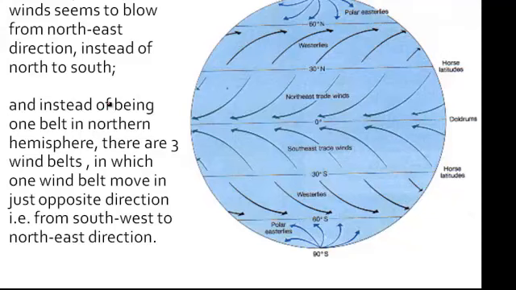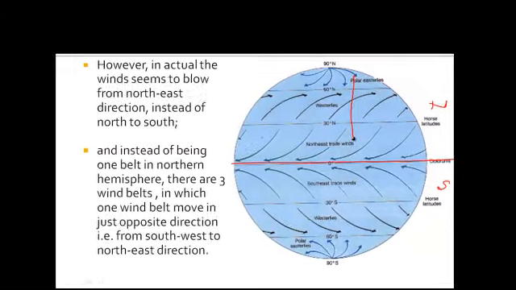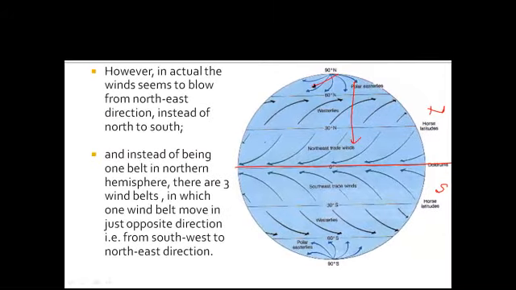What is the case actually? You know, there is some deflection. In actuality, wind seems to blow from the northeast. You can see, like here, let's divide it in two parts. This is 0 degree, this is the north part and this is the south part. Here, what you can observe, the winds are not moving directly from this to this. They are generally tilted. They are like this.